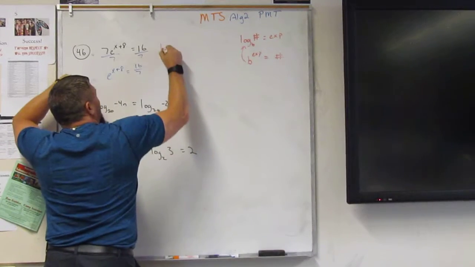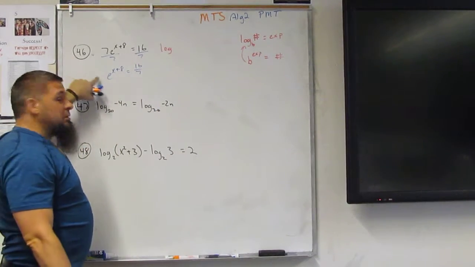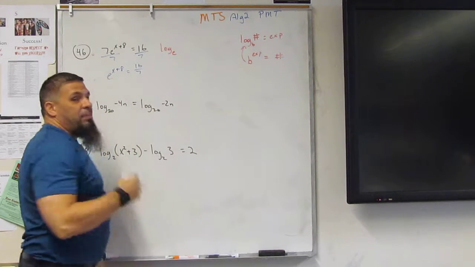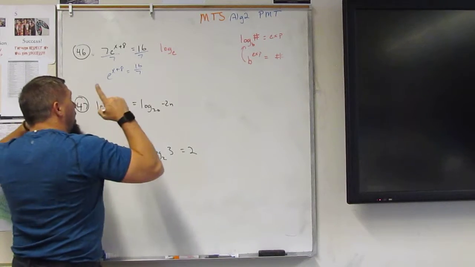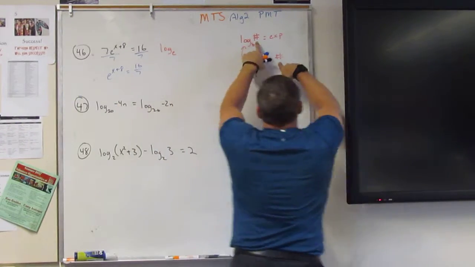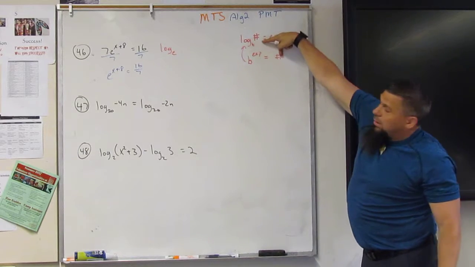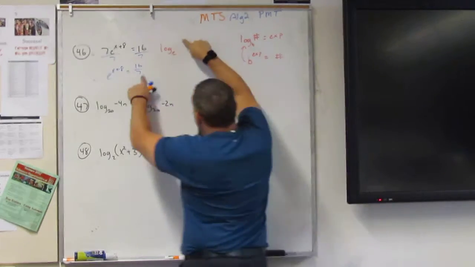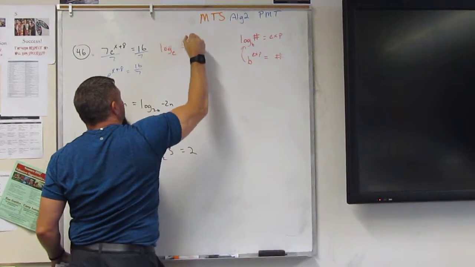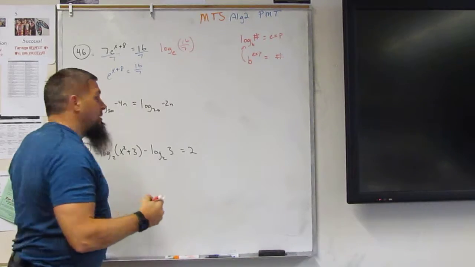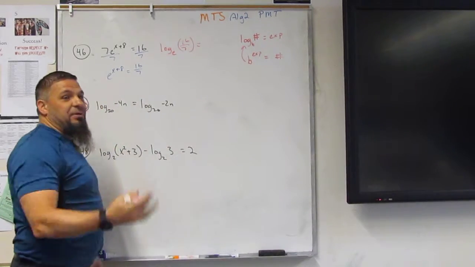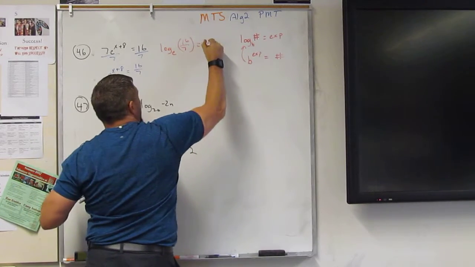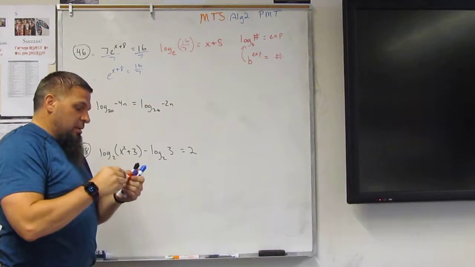So I'm going to go log, what's the base? E. Log base e of a number. What's the number? 16 over 7, right? Equals the exponent. What's the exponent? X plus 8. Okay? It's kind of hard to see.